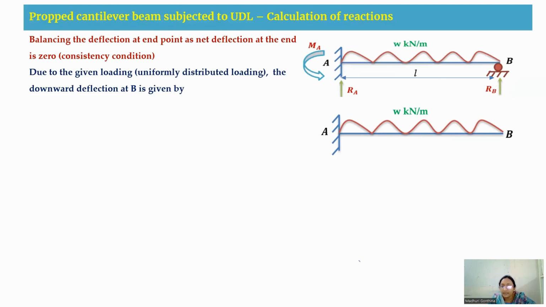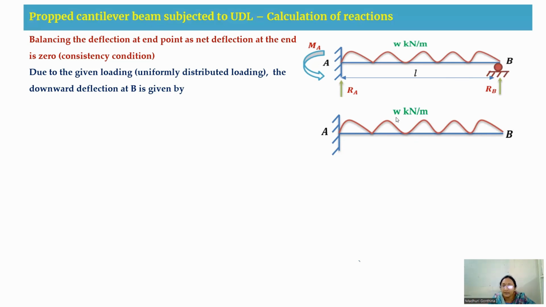For the cantilever beam with the UDL, we are going to have a downward deflection. And due to this vertical redundant force, we are going to have an upward deflection. So the net deflection at this B point will be equal to 0, as we don't have any settlement condition and all, as we are considering the prop to be a rigid prop. That is the reason we are writing here balancing the deflection at end point, as net deflection at the end will be equal to 0. This condition we can call a consistency condition also.